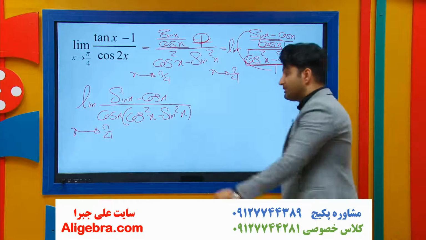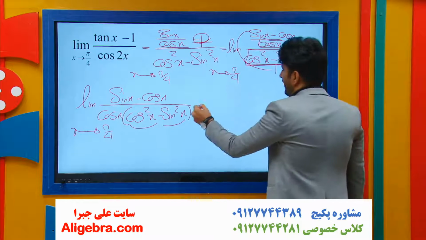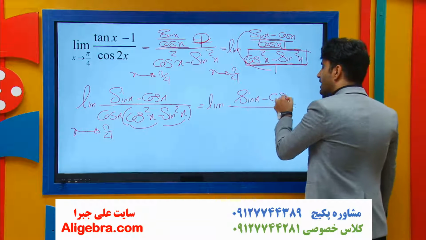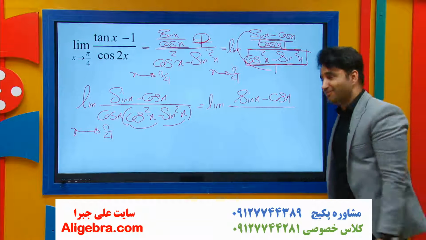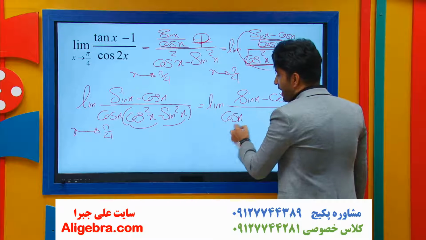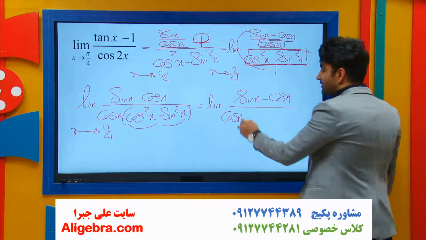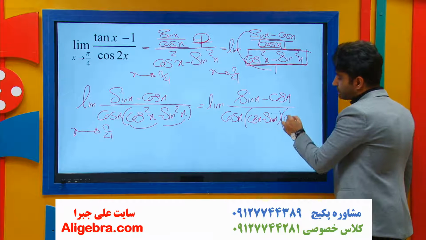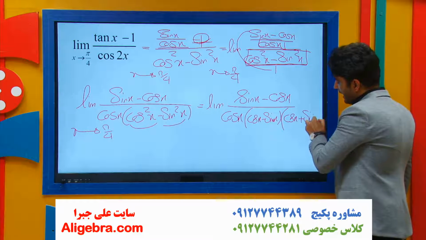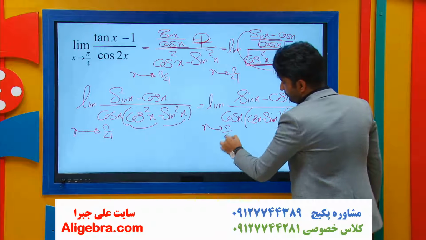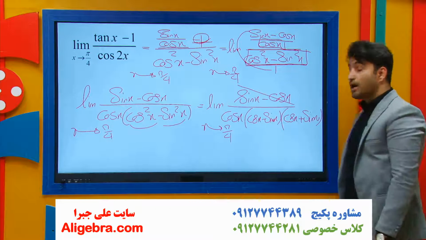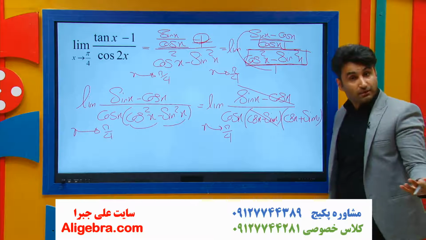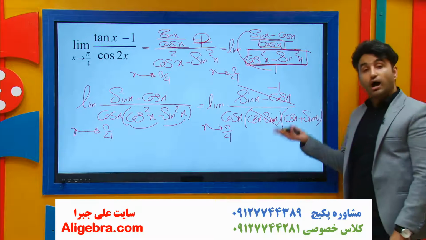Now, on the bottom, the difference of squares can be factored. So on top, I have sine x minus cosine x. Really long. Am I right? Very good. Cosine x times the difference of squares gives me cosine x minus sine x times cosine x plus sine x, as x approaches pi over 4. Sine x minus cosine x on top, cosine x minus sine x on the bottom cancel each other, but minus 1 is left on top.